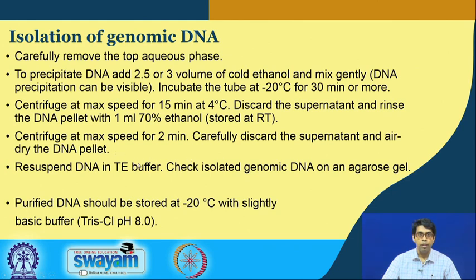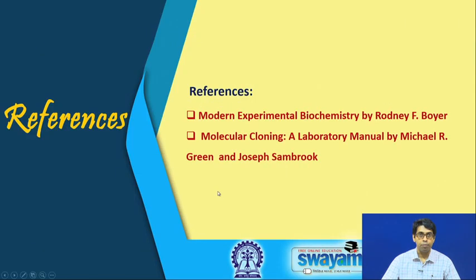So, once we have done that, we can resuspend the DNA in the same T buffer as before. We can check the purity of the DNA using an agarose gel, and we can determine its concentration using absorbance at A260, using the absorbance at 260 nanometer, and then we can store it at -20°C for downstream experiments.